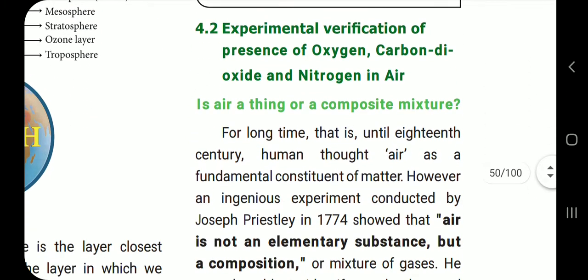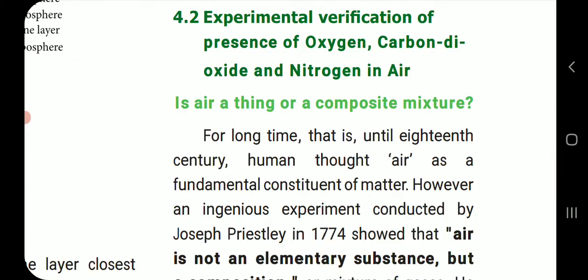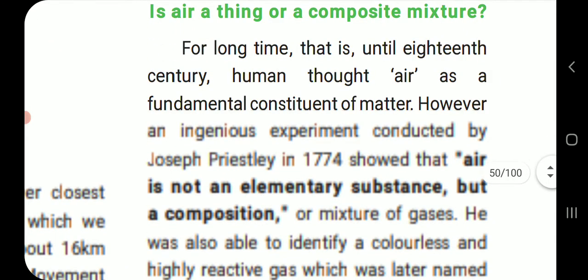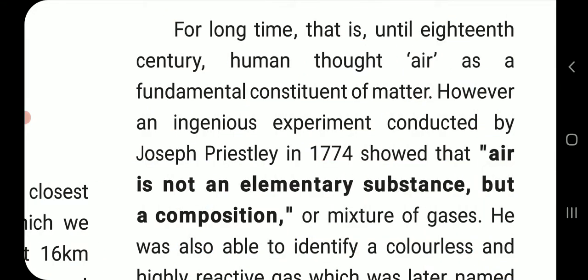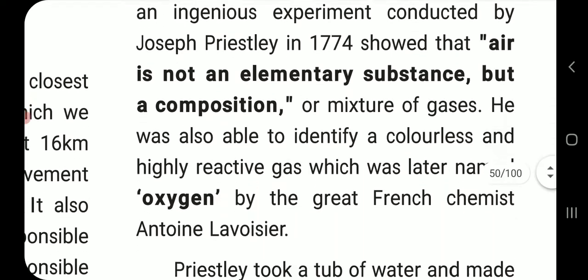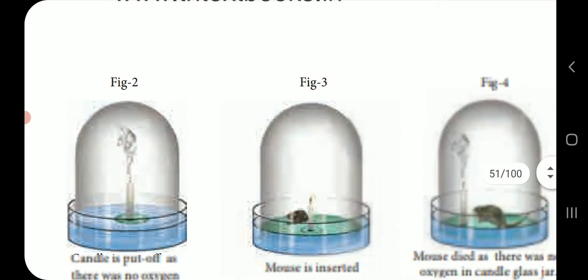Now the important thing is the experiment for verification of the presence of oxygen, carbon dioxide and nitrogen in the air. The name of the scientist is Joseph Priestley. He was the first to detect the composition of air. This experiment is very interesting, I'll show you that experiment part.